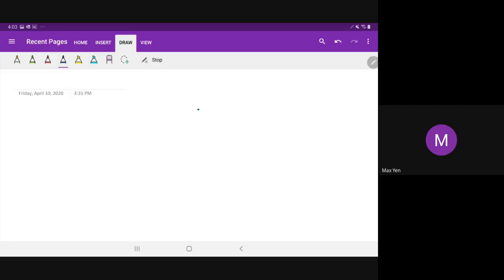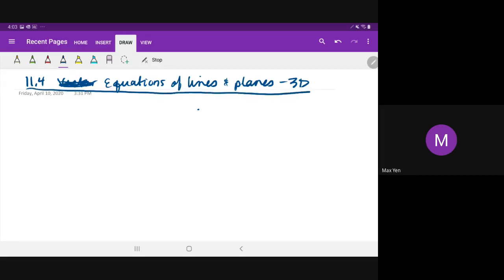Okay, so let's get started. This is section 11.4, and it's called vector equations of lines and planes in 3D. You don't have to change the name if you have the name from yesterday.